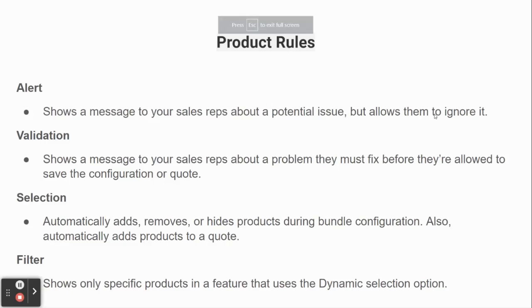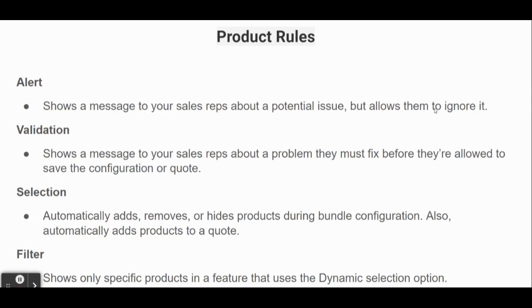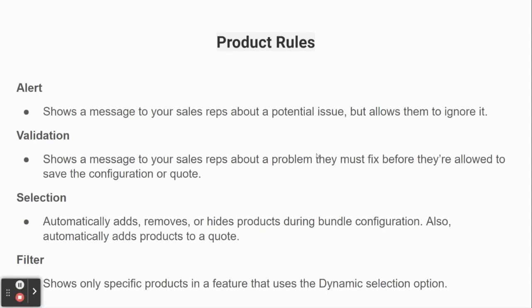So, in the previous session, we reviewed product rules at a very high level. So, in this session, we will dive into our Salesforce org and build out the first type of rule, which is an alert.